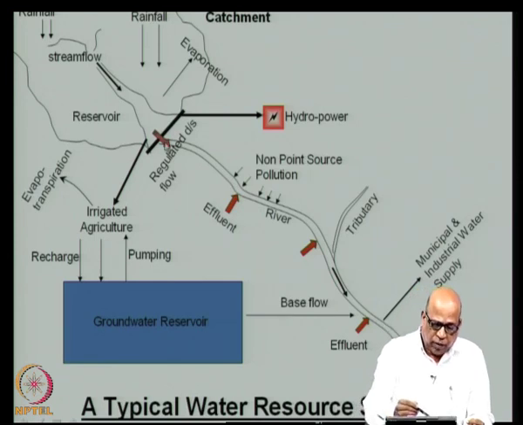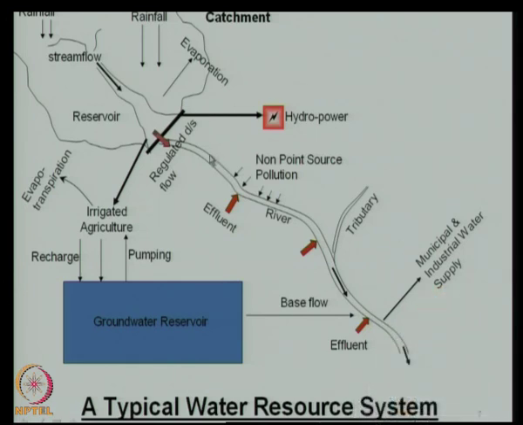Let us look at what is happening downstream of this. Let us say you did not have this dam, then the stream flow would have continued and would have contributed to the flow downstream of this. As you are going downstream, there is also natural rainfall that is contributing to the stream flow here.